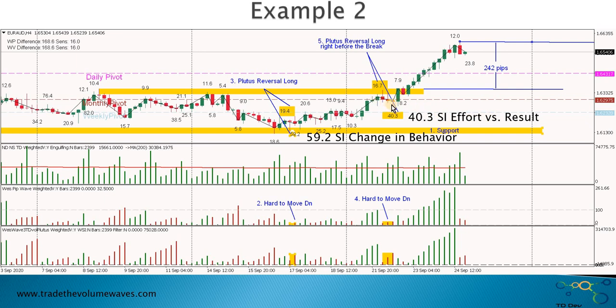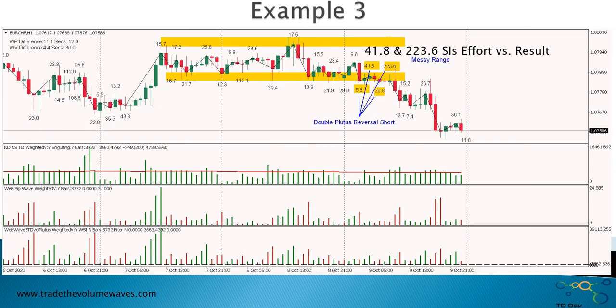The price had very hard time to move down. We break, we wait for the 1 hour bar to close and we go long. Okay, and this was the move. 242 pips. Amazing.